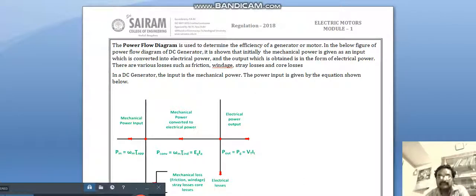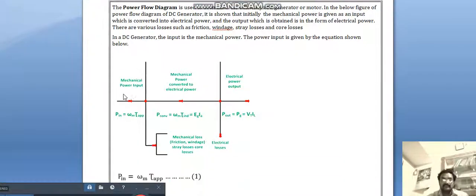The mechanical power is given as the input, which is converted into electrical power, and the output is obtained in the form of electrical power. There are various losses such as friction, windage, stray losses, and core losses present. In a DC generator, the input is mechanical power. See here, we are giving input as mechanical power, and mechanical power is converted into electrical power. Electrical power is the output.